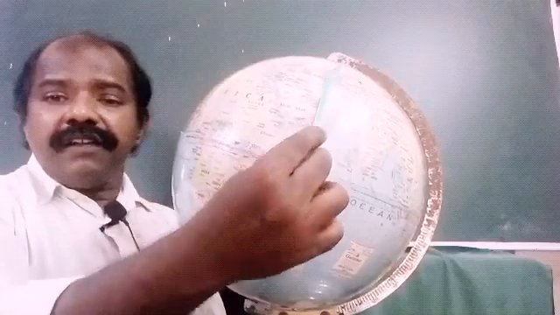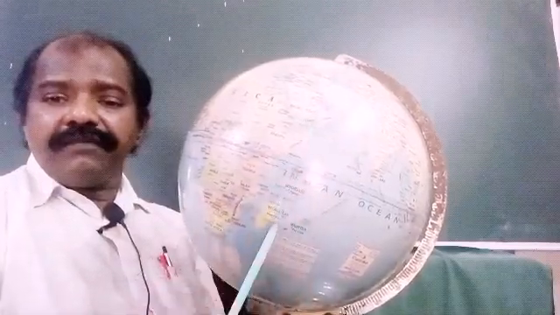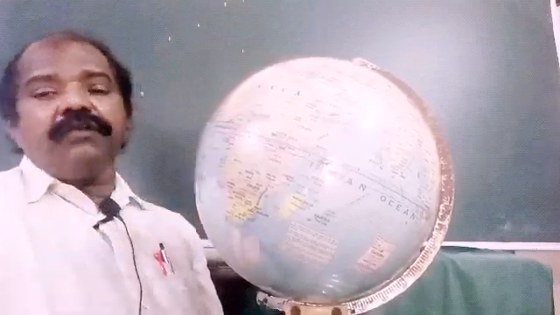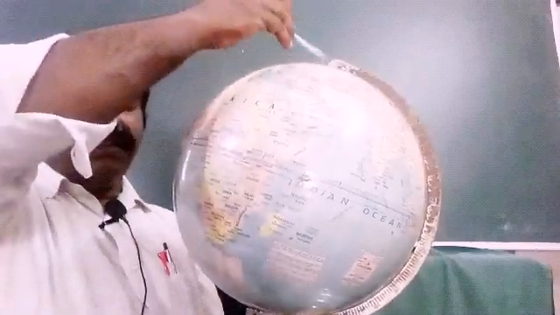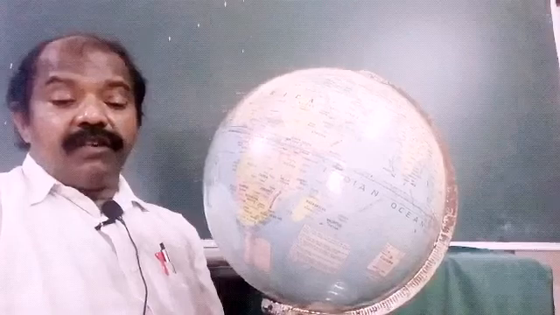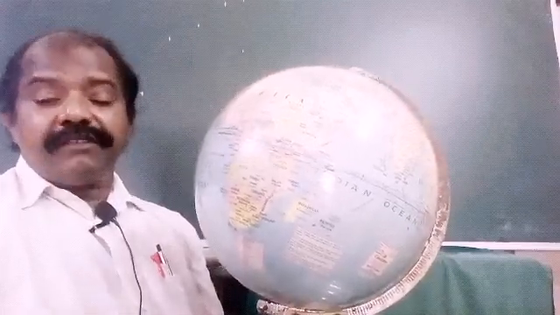The axis is tilted like this. That is, it is a little tilted like this. So that is called axis. A pin which is inside connecting North Pole to South Pole is called an axis.